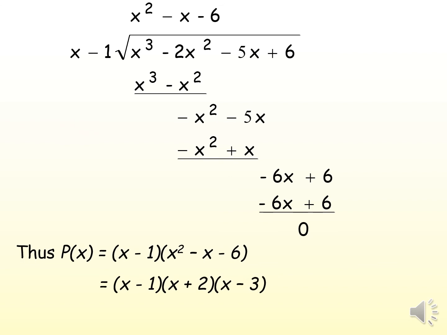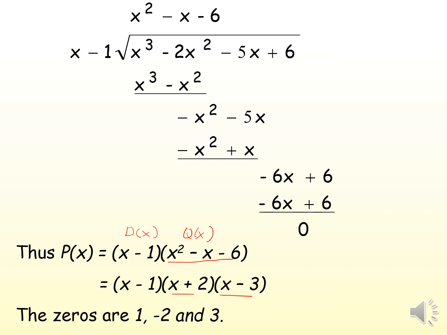Now, P(x) equals, the divisor is x minus 1, the quotient is x^2 minus x minus 6. So this is a quadratic, so you can factorize by using your calculator. You can get x plus 2, x minus 3. So P(x), when you factorize completely, the answer is x minus 1, x plus 2, x minus 3.